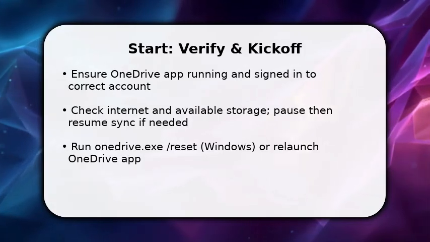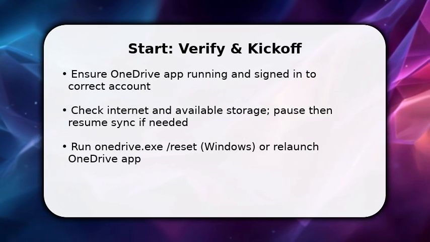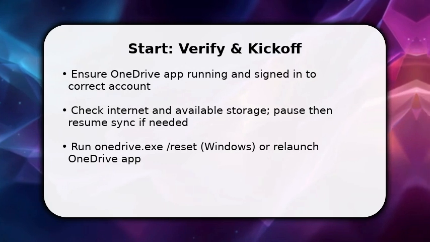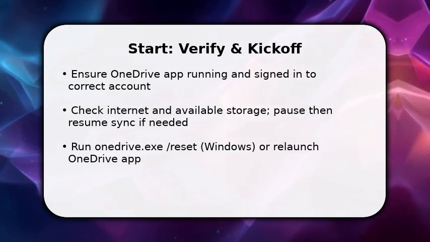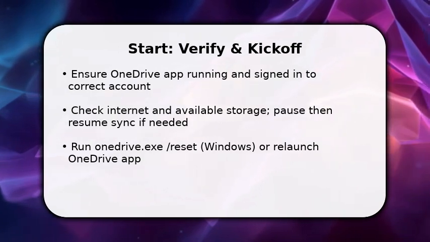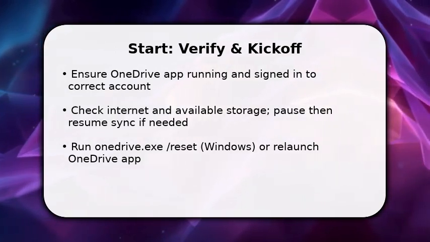You begin by confirming basics and immediately starting the fix. Make sure OneDrive is running and signed in; unstable internet or full storage blocks sync. Right-click the cloud icon, choose Help and Settings, then pause syncing for 2 minutes and resume to prompt activity.